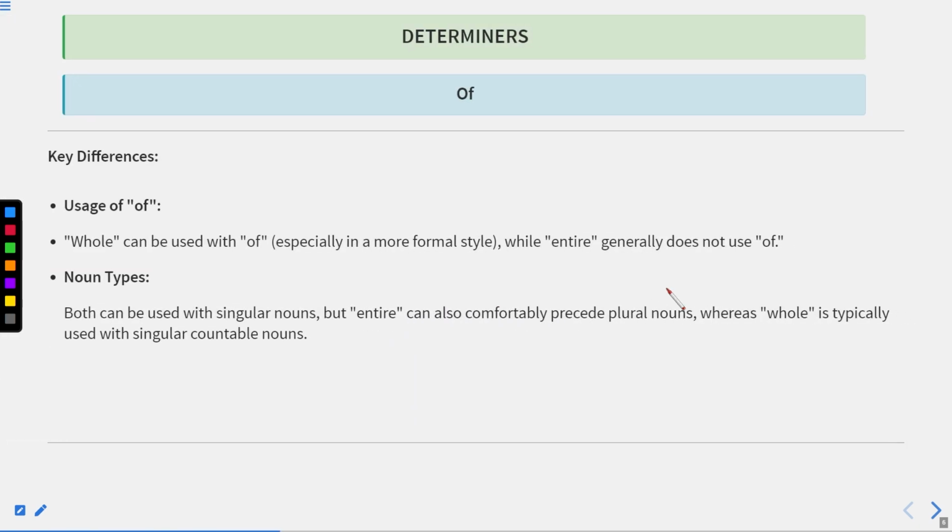Now let us move to the next one. What are the key differences? Usage: whole can be used with of, especially in a more formal style, while entire generally does not use of. Noun types: both can be used with singular nouns, but entire can also comfortably precede plural nouns, whereas whole is typically used with singular countable nouns.